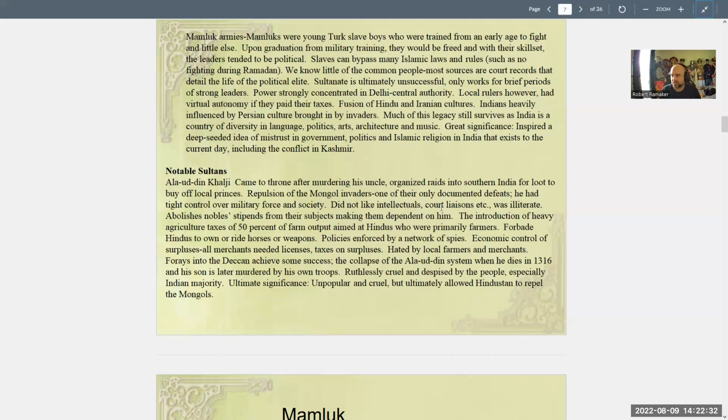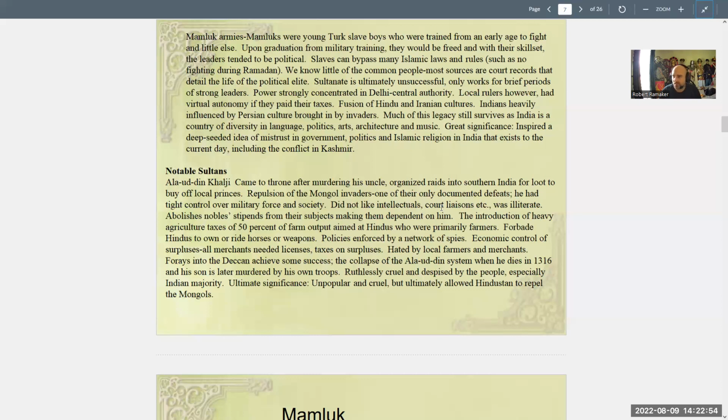And that's certainly what you see here. Alauddin was able to disarm the Hindus, and then that allowed him to basically do whatever he wants to them at that point. So he was despised. Certainly the merchants, the Hindus hated him, didn't like him. He was cruel, he was unpopular. But right, he does have one positive, and that is he's able to fight off the Mongols.